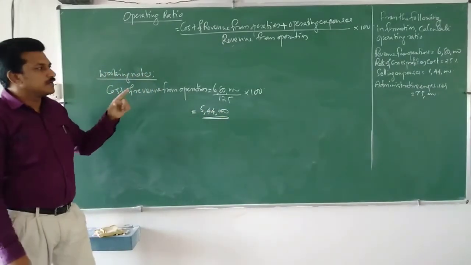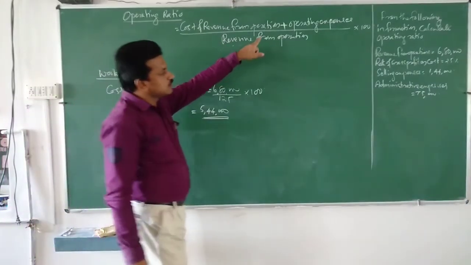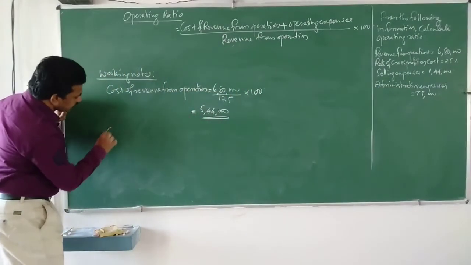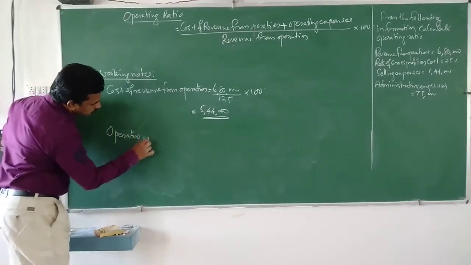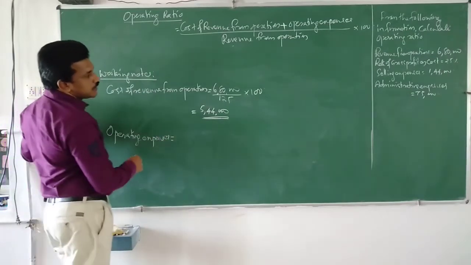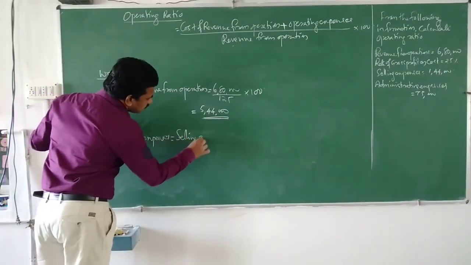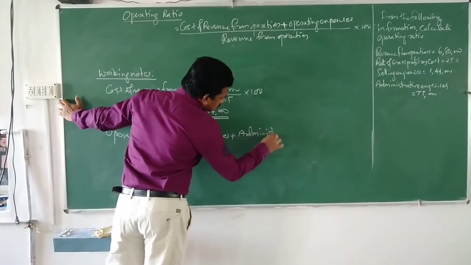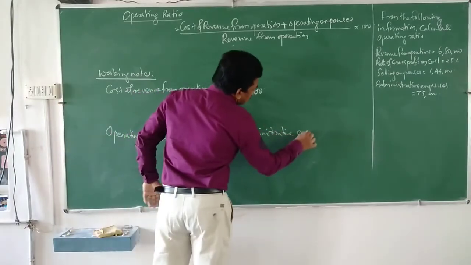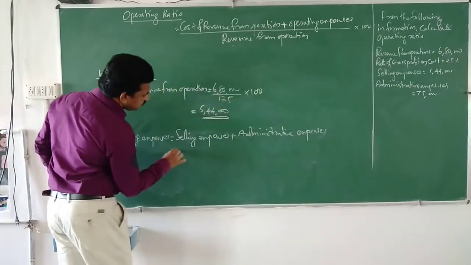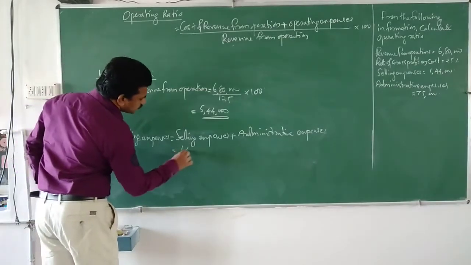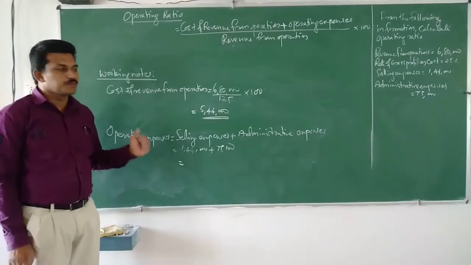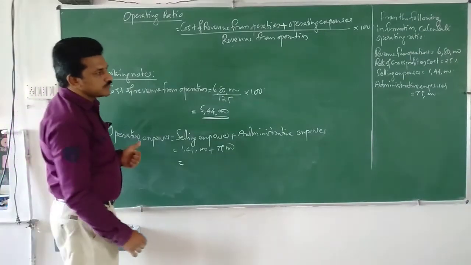Okay. Then what we calculate is operating expense. Two operating expenses are given, selling expenses plus administrative expenses. So operating expense is equal to 1,44,000 plus 75,000. 1,44,000 plus 75,000, 2,17,000.